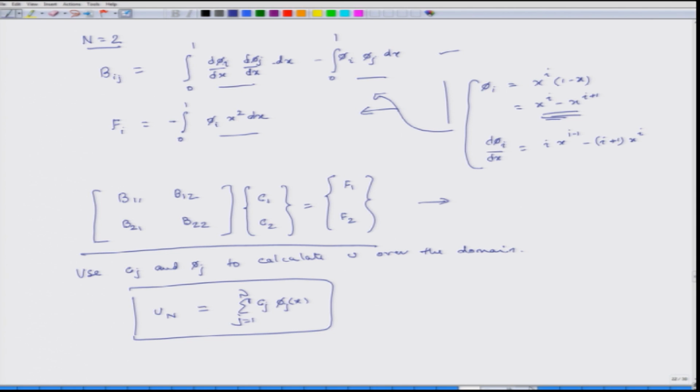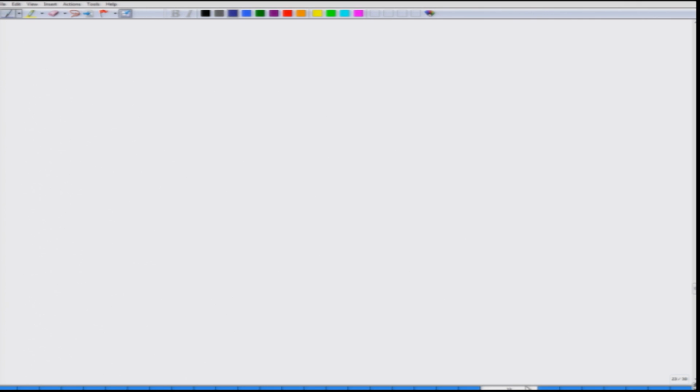We have done some calculations, and it will be worthwhile for you to go back to your homes and see how you get these numbers, that for n is equal to 2, the overall equation is this.